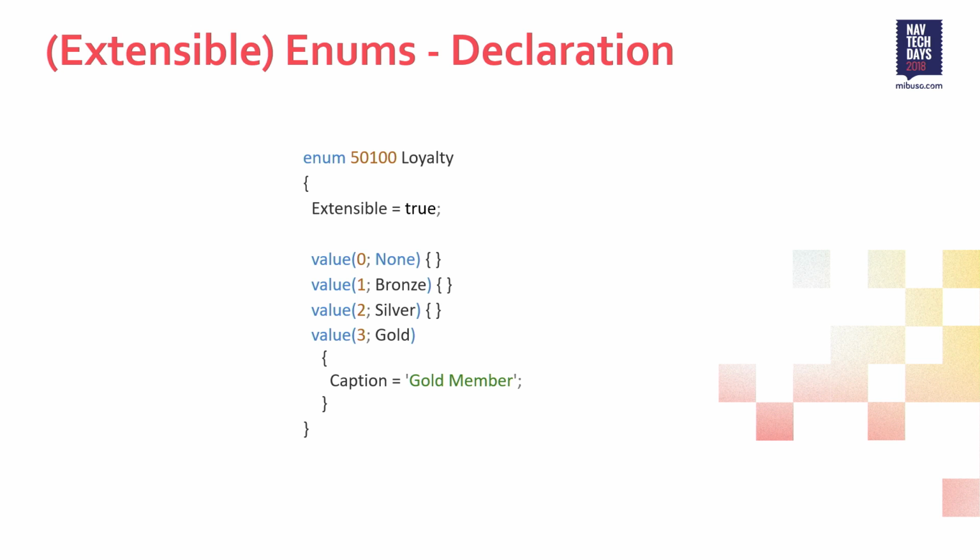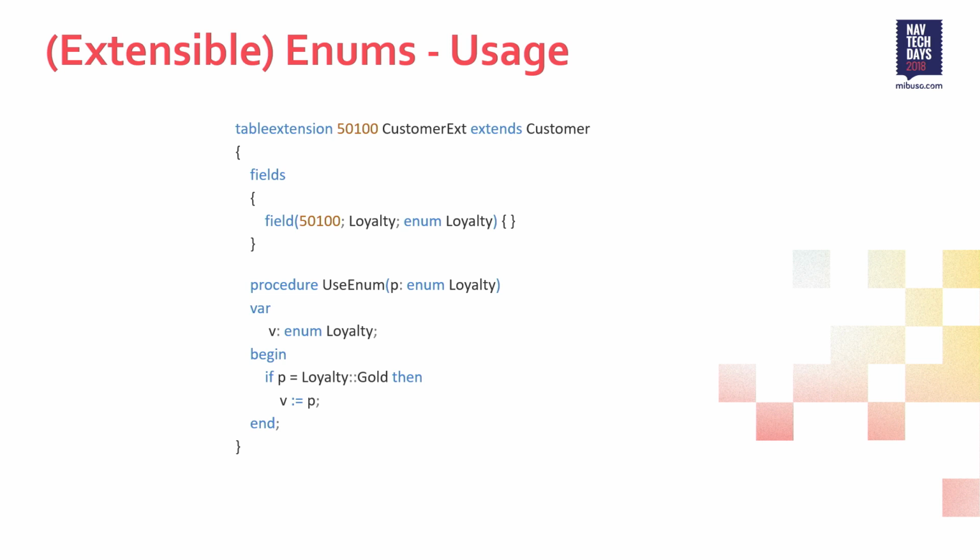So the use of the enum, you have now defined it, you want to use it. Use it the same way as many of our other types. You use the word enum and then the name. In this case, I use it first as a field on a table, and I can also use it as a parameter and a variable, same as option. And whenever you refer to a member on that enum, you do it by the colon colon and then the member name. So let's switch to a demo.